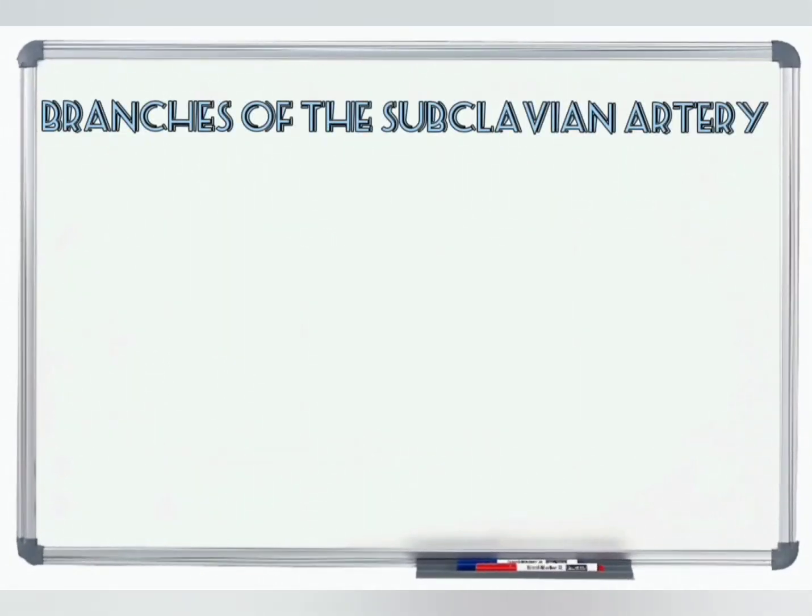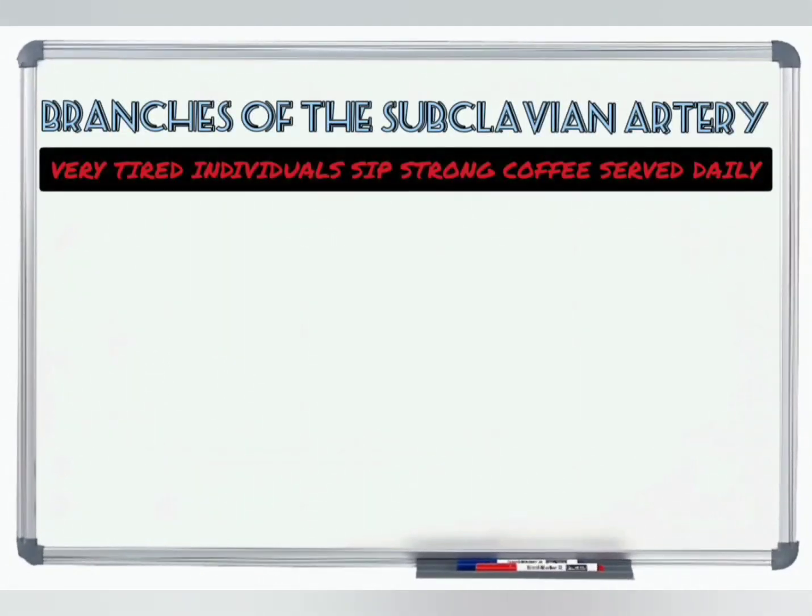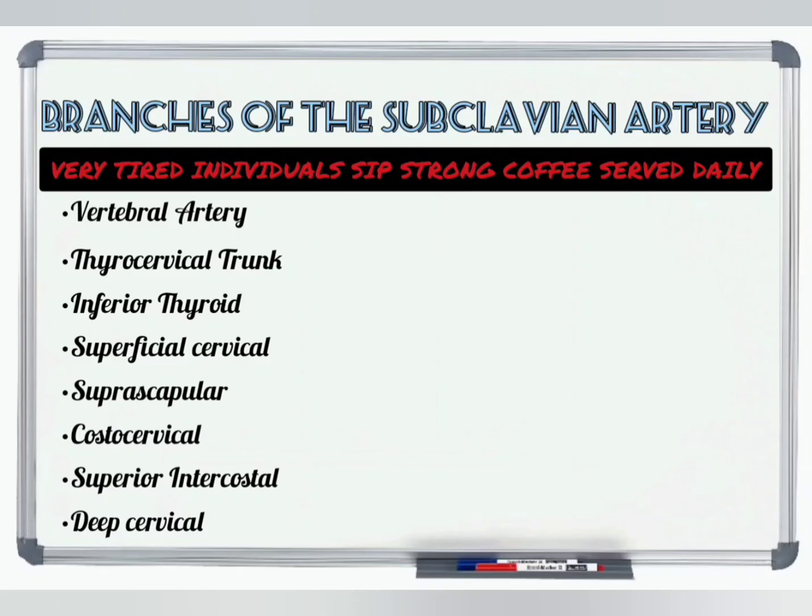Branches of the subclavian artery. Very tired individuals sip strong coffee served daily. Vertebral artery, thyrocervical trunk, inferior thyroid, superficial cervical, suprascapular, costocervical, superior intercostal, and deep cervical.